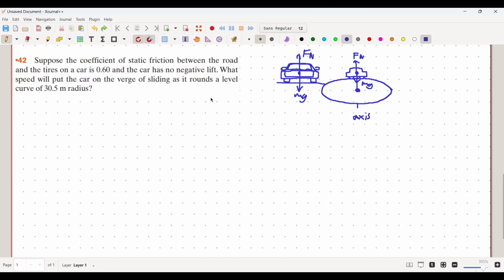Wait. Umiikot siya, kaya static friction kasi circle, di ba? Rolling. Static friction kasi rolling po. Okay. Teka. Ganito. Yung friction, anong direction? Tangent to the circle or towards the center of the circle? Or sa center po.